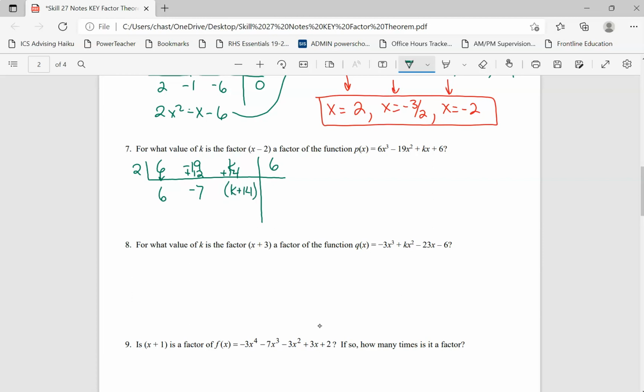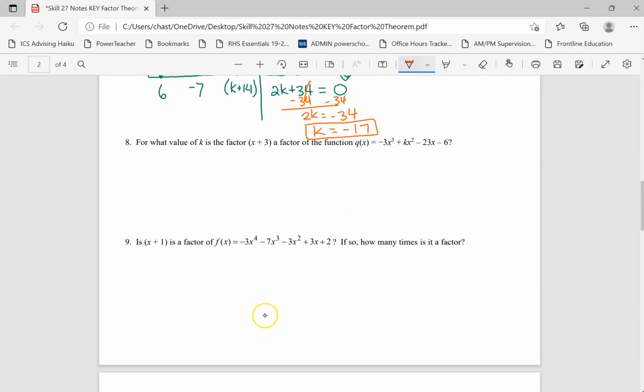And when I multiply that by 2, I'm going to get 2k plus 28. So then we get 2k plus 28 plus 6, which makes 2k plus 34. We want that remainder to be 0 because it asks for when it's a factor. So a factor means that the remainder must be 0. So now let's solve that for k. We get 2k equals negative 34, which means k has to be negative 17. Okay.